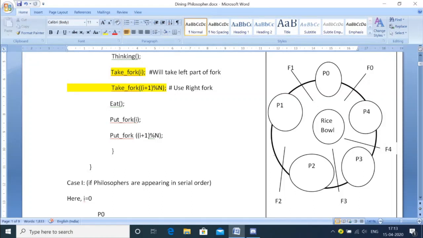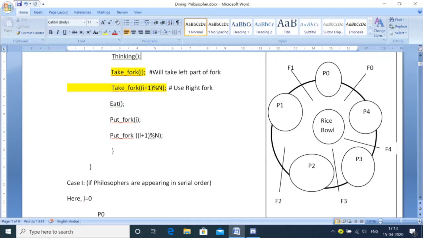How long will it wait? It will be waiting till P1 finishes the use of F1, and until and unless P1 releases it, P0 cannot access F1, so that resources cannot be preempted. We can preempt all processes, but resources we cannot preempt. So what will happen? P1 will be holding and P0 will be waiting. So this is a condition of deadlock because we have a hold and wait condition.